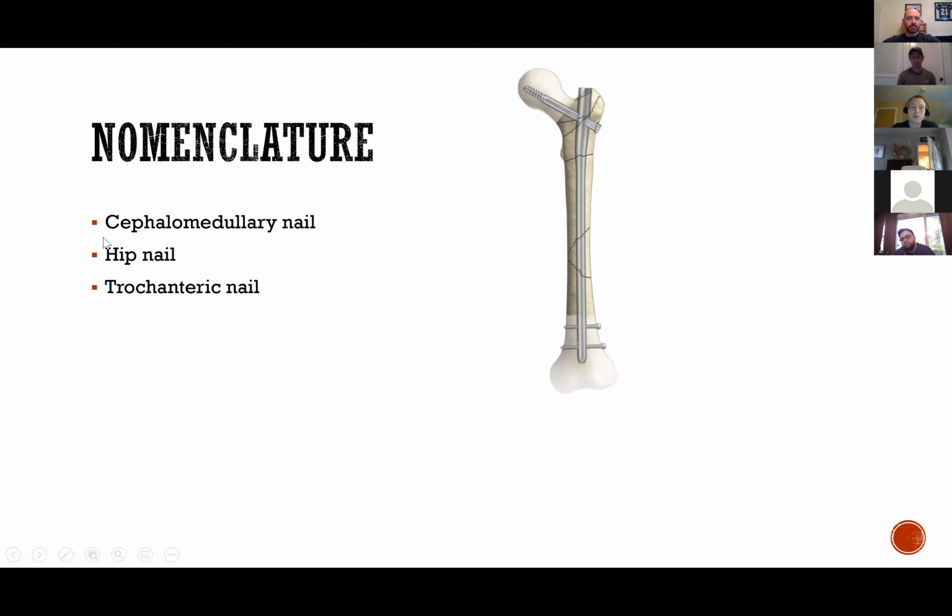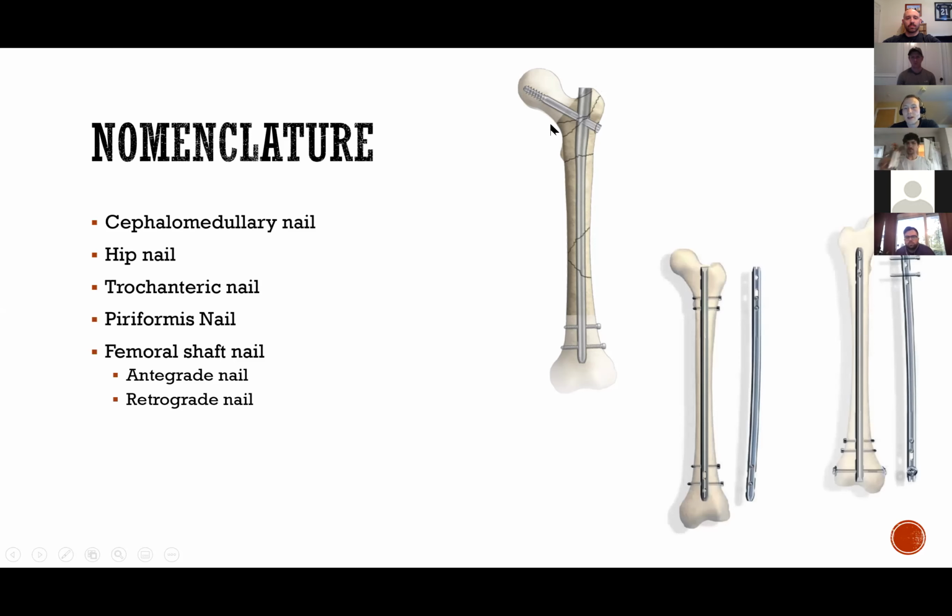This is sometimes colloquially called a hip nail. It also is a form of a trochanteric nail. A trochanteric nail doesn't refer to the specific implant. It refers to where the implant is put in. So for nails that enter the femur, there's commonly either one that enters through the greater trochanter, or one that enters through the piriformis, which is a little bit more medial.